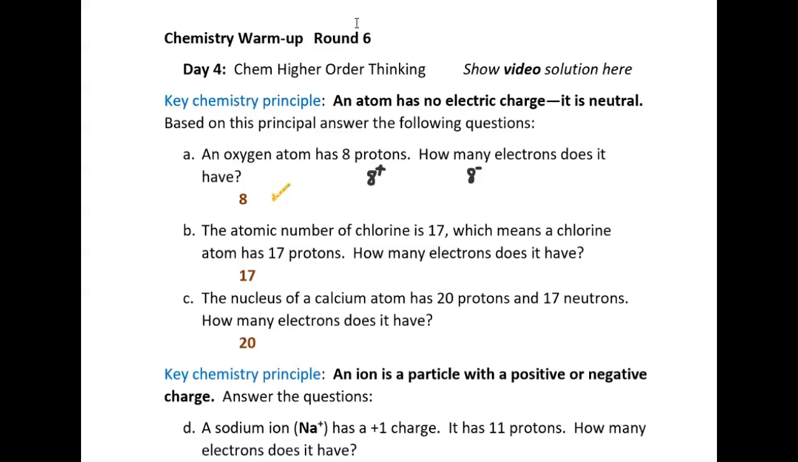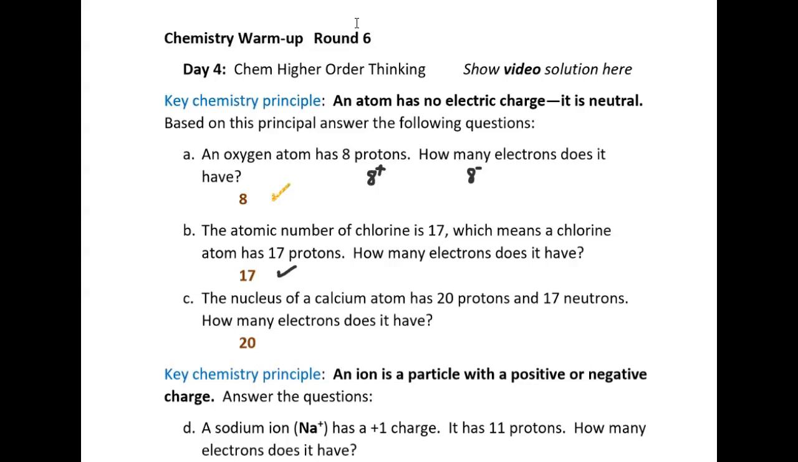Question B, the atomic number of chlorine is 17, which means chlorine has 17 protons. So how many electrons does it have? It has 17 electrons. Here's the reasoning.